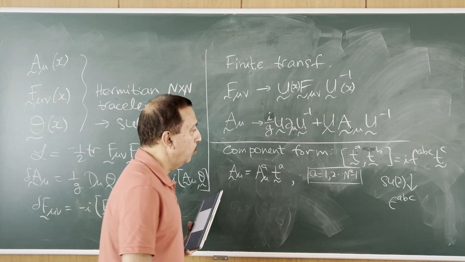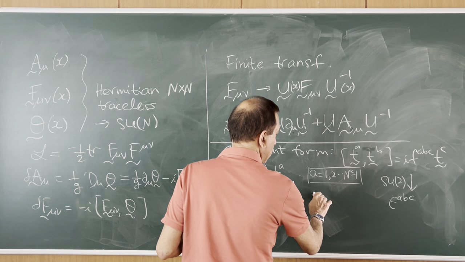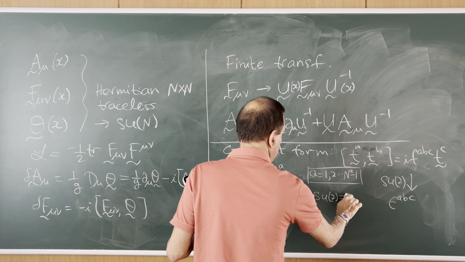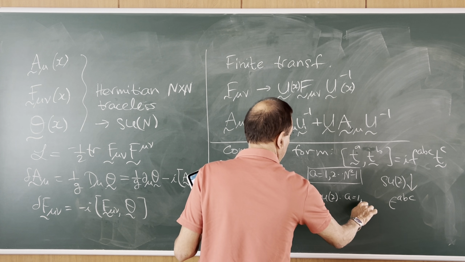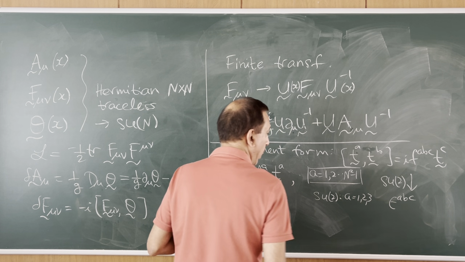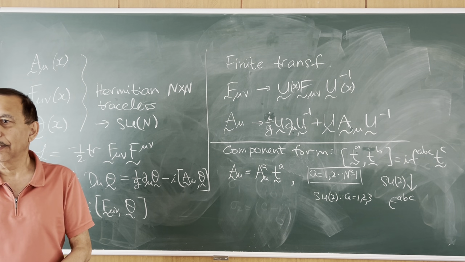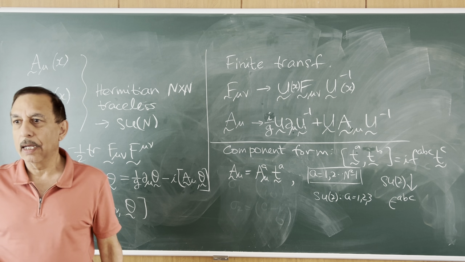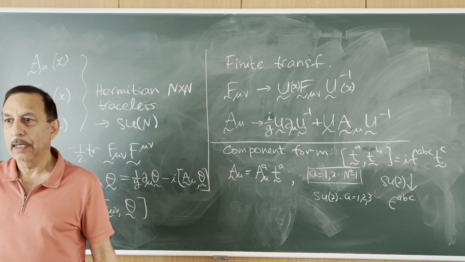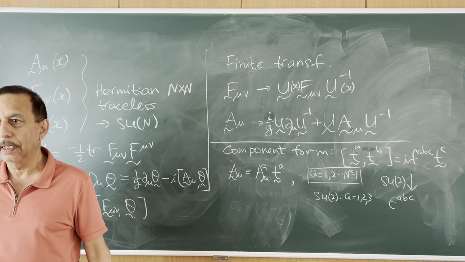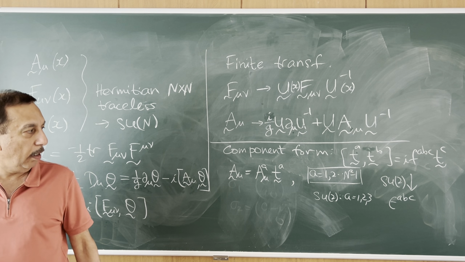What is that for SU2? This is 3. So for SU2, A goes from 1 to 3, and that's why we have 3 Pauli matrices. Yes? Sir, you said that for a preferred basis, I can make FABC antisymmetric. Yes. Basis means, are you saying similarity transformation?